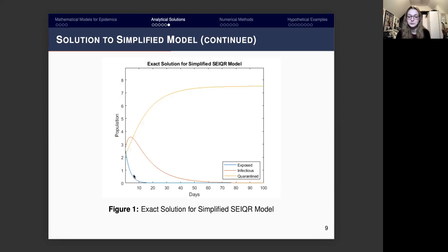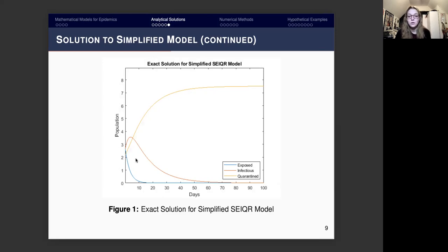When we graph this simplified model, we can see the results in this figure here. So we have our blue line here is the exposed population. The red line here is the infectious population, and the yellow line here is the quarantine population. We can see that over time, our exposed and infectious populations both decrease, and our quarantine population increases until it stabilizes around 7.5 million.